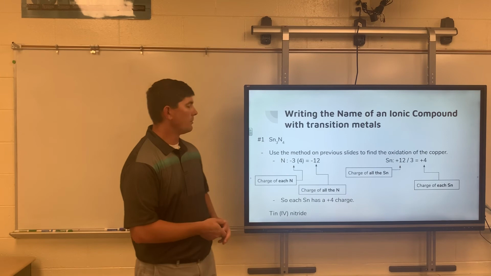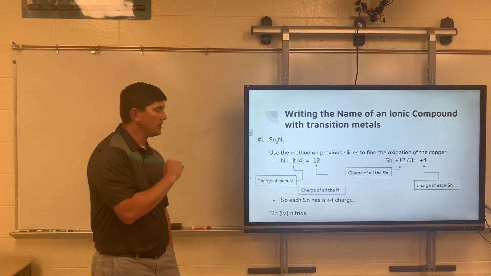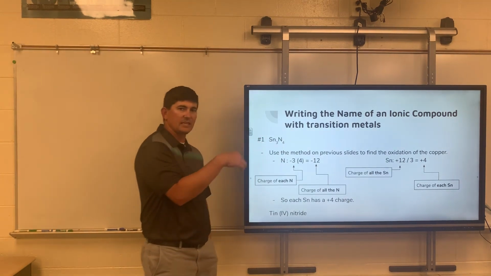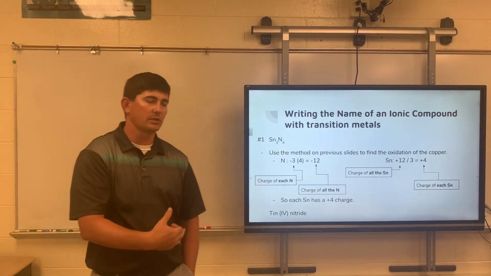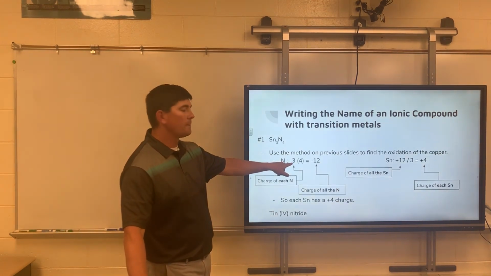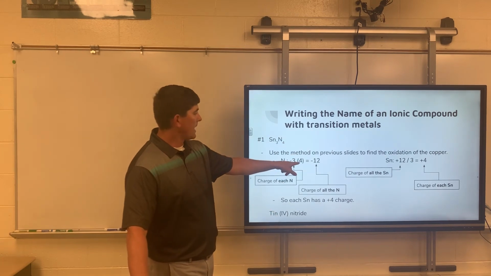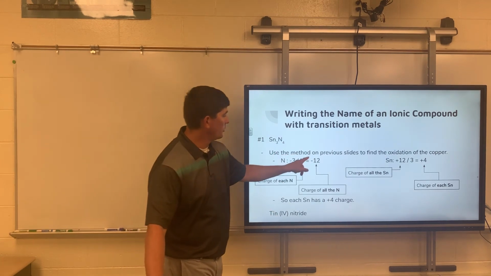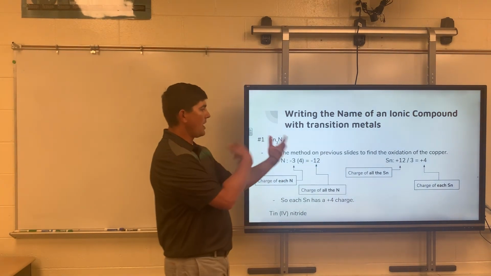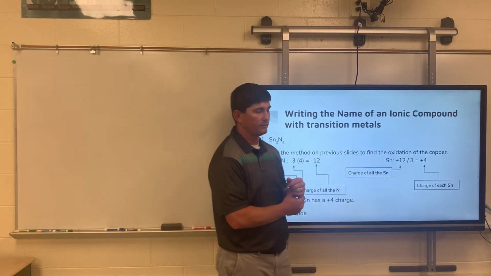Okay? One more here. This is a tin nitride. Okay? Tin nitride. So we want to know which tin is it. Tin can be a +2 or tin can be a +4. So we start with the nitrogen. What's the charge of nitrogen? It's a -3 based on where it is on the periodic table. Times 4 of them gives me a total charge of all the nitrogens to be -12. So then the positive side, the metal side, the tins have to be a +12, right?